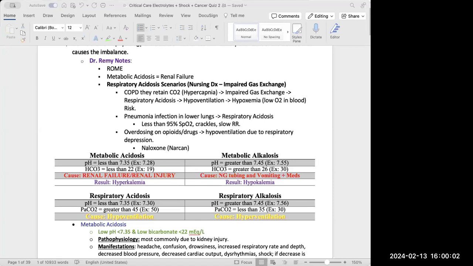Yeah, it is metabolic alkalosis. And if you're looking at it, right, it's a pH of 7.50. It's a bicarbonate of 30. It's a PaCO2 of 50 and a PaO2 of 90.